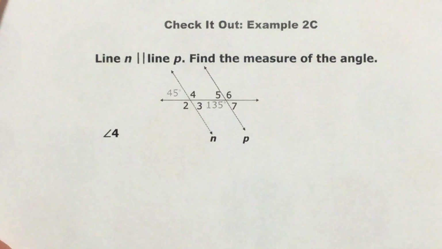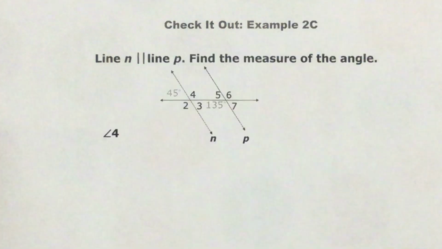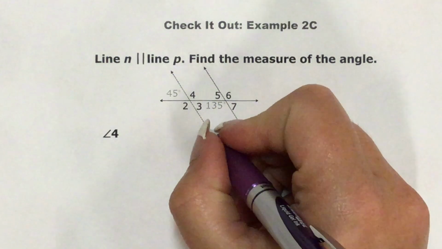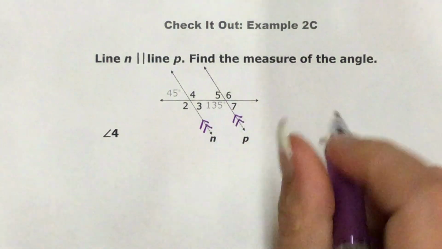Check It Out, 2C. This is the one I want you to do on your own. So go ahead and pause your device. When you get done, press play, and we'll talk about it. Okay, we are back. We have that line N is parallel to line P. So I'm going to go ahead and make my little parallel marks here. I'll make 2 this time.